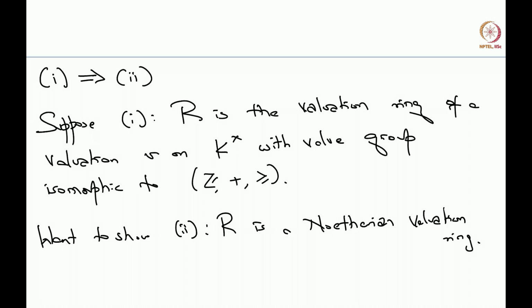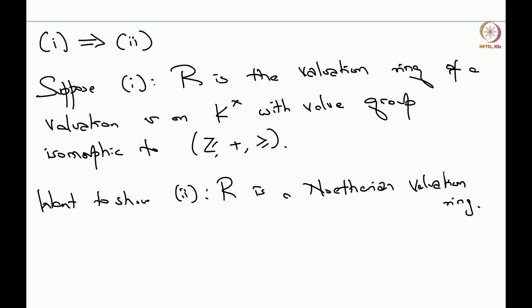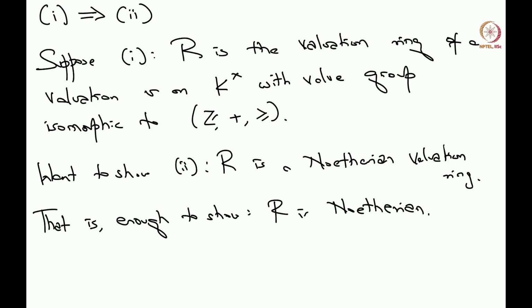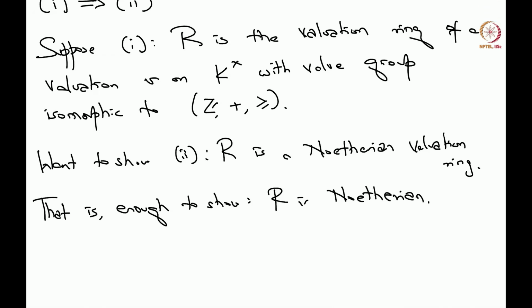Since by hypothesis R is already a valuation ring, it's enough to show that R is Noetherian. So let's take an ideal and try to show that it's finitely generated. Let I be an ideal in R, and again, for simplicity, let's assume that I is not 0.